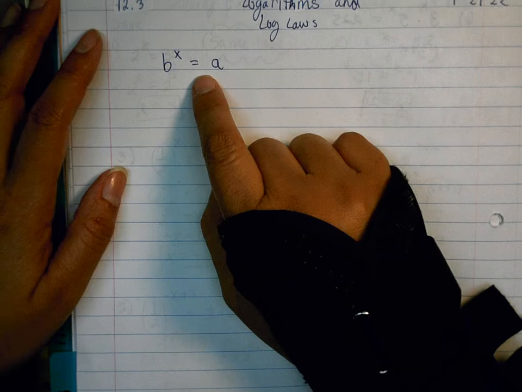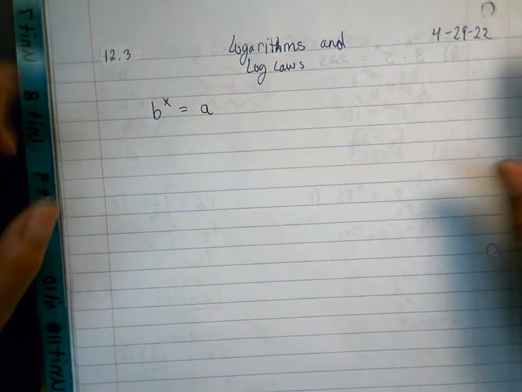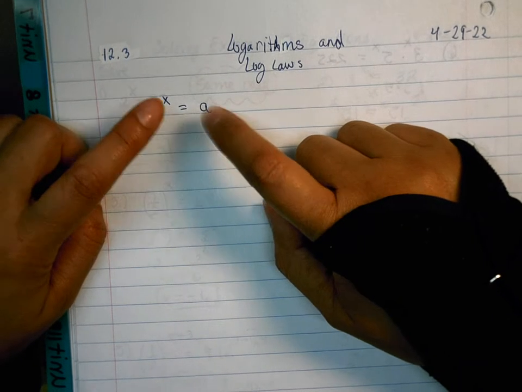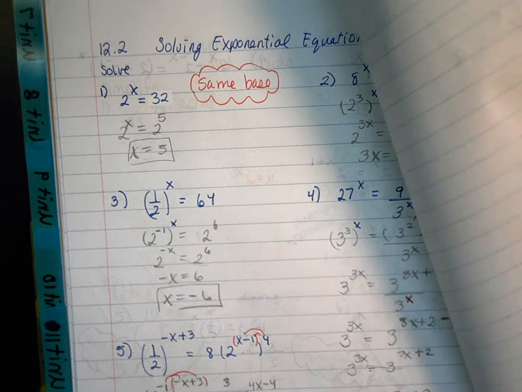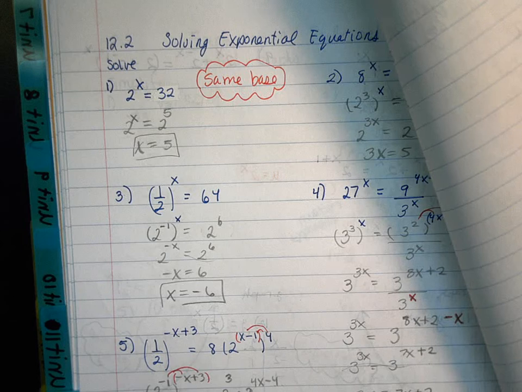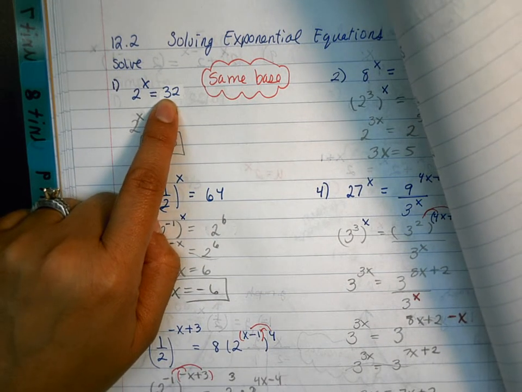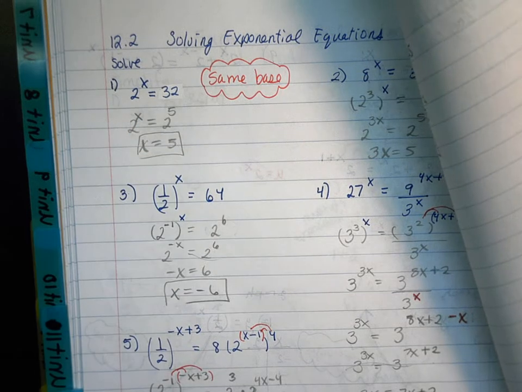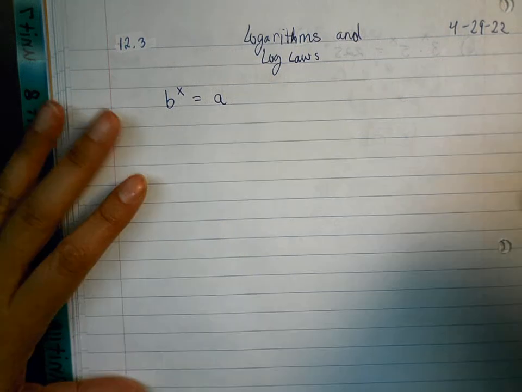Questions on what this looks like. B to the x equals a. All right. Today we're still going to have them where we can work them out like this, but eventually they're going to look like 2 to the x equals 27. If this is 27 instead of 32, could you write them to the same base? 2 to the x equals 15. What do you do in those cases? We're going to learn a different tool.